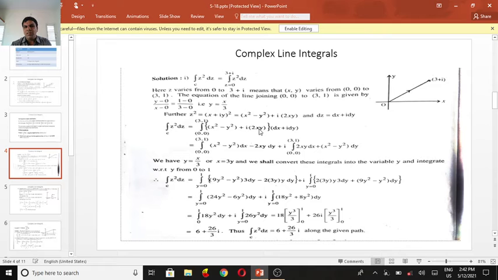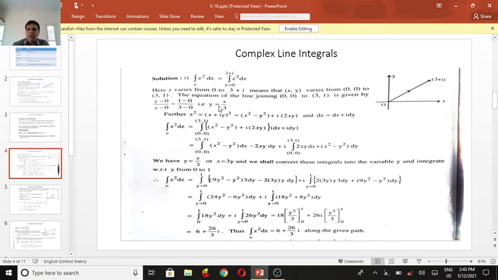Again, I'm simplifying here, separating real and imaginary terms: the dx term, and the dy terms, where i² is −1, giving −2xy dy. This is the real part. Separating the imaginary part, we get i times the integral from (0,0) to (3,1) of 2xy dx + (x² − y²) dy. So this is a given complex number, separating real and imaginary terms here.